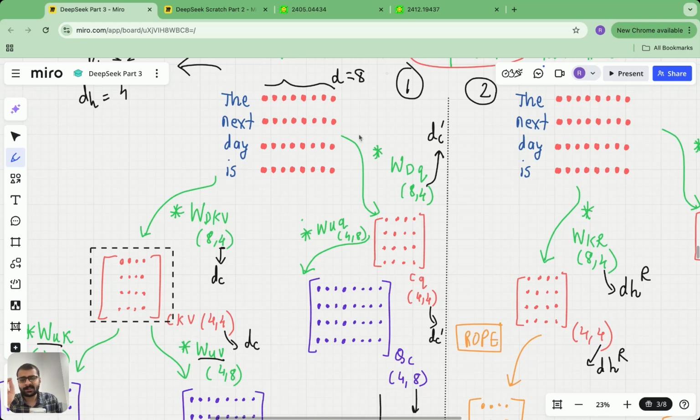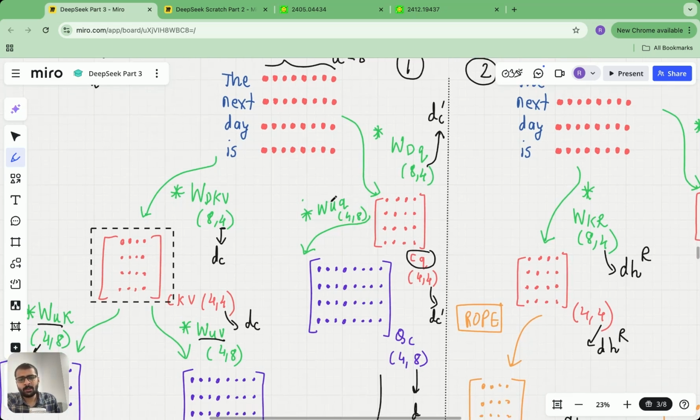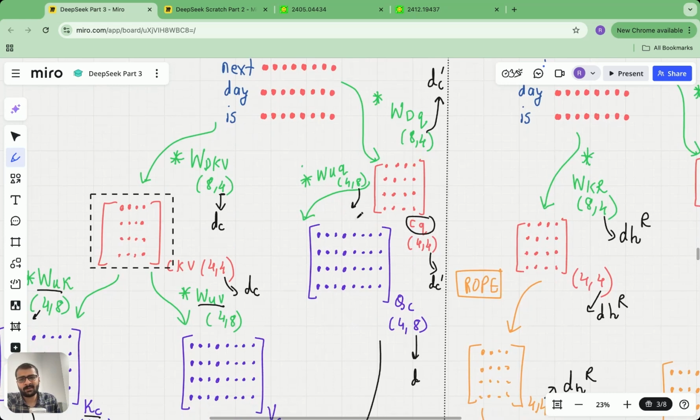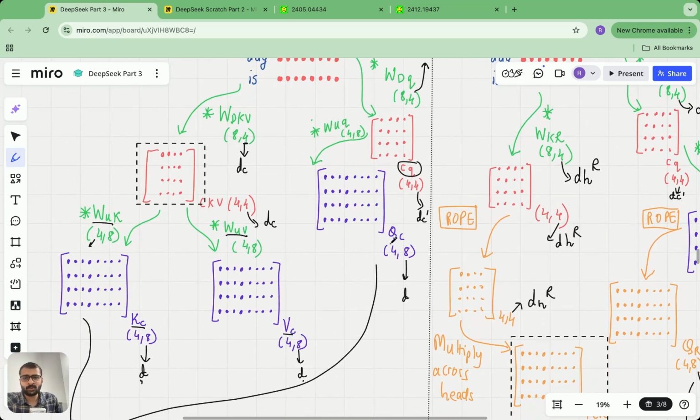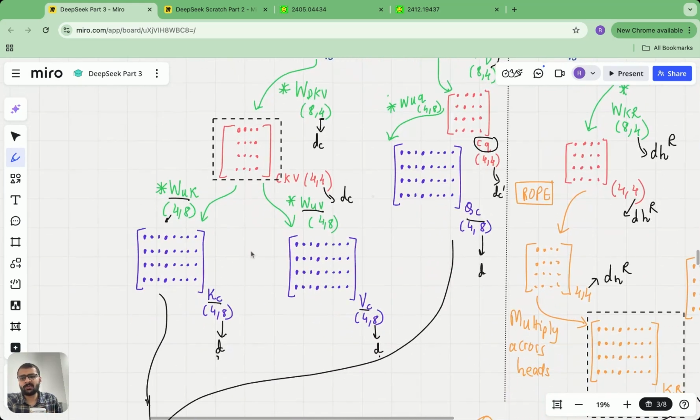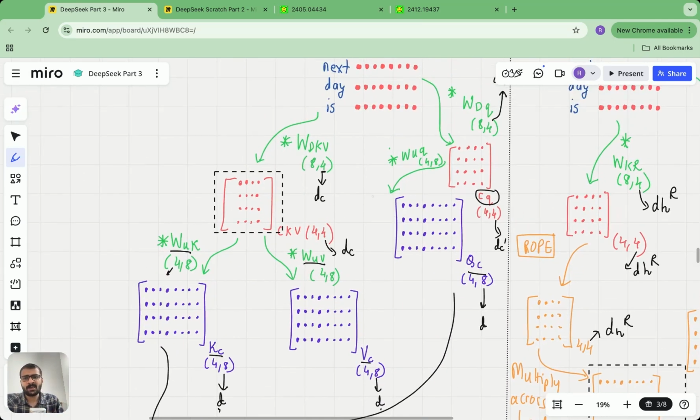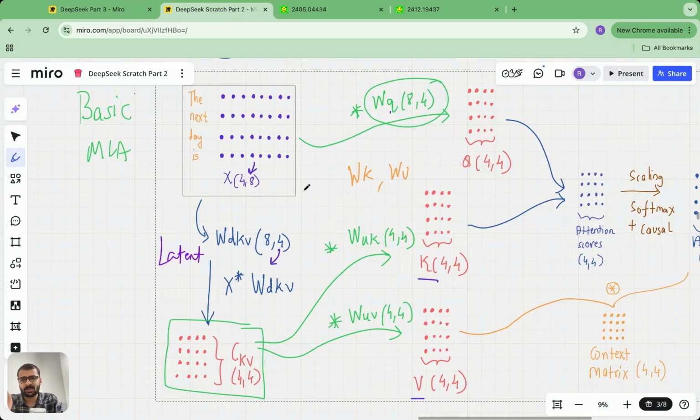When my input embedding matrix is multiplied with WDQ, I get a matrix called CQ, the queries matrix in the lower dimensional space. This will be a 4 by 4 matrix. Then we take this lower dimensional query CQ and up project it back into the input dimension. WUQ up projects my CQ back into the dimension D, so its dimensions are 4 by 8. When CQ is multiplied with WUQ, that gives me my QC, whose dimensions are 4 by 8. So on the left hand side, the final three matrices are KC, VC, and QC: queries, keys, and values where rotary positional encodings are not applied. This is the same schematic we saw in the latent attention done in the earlier lecture.